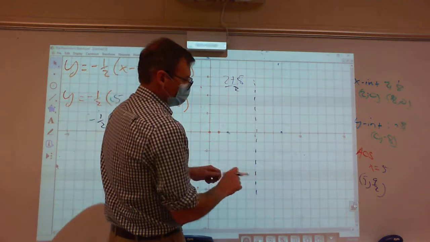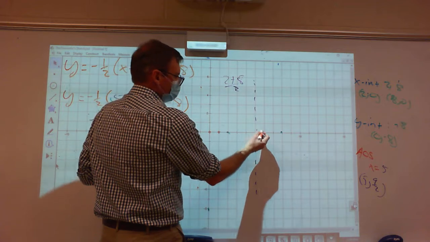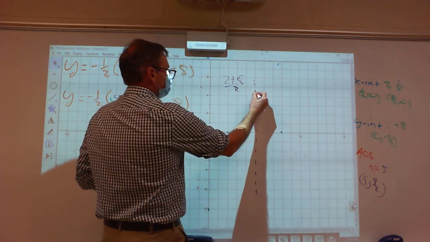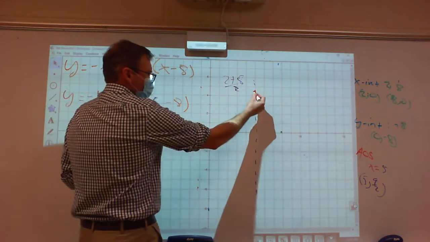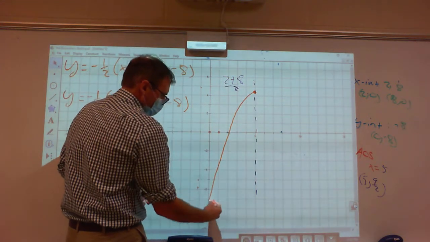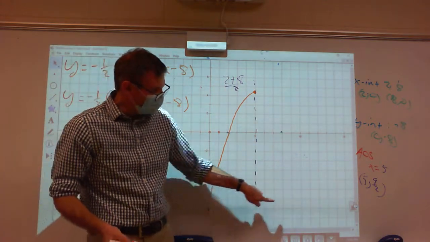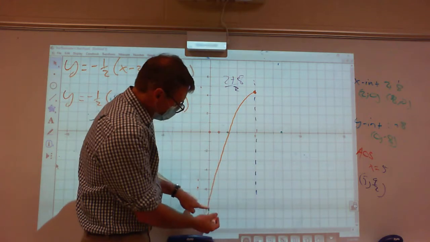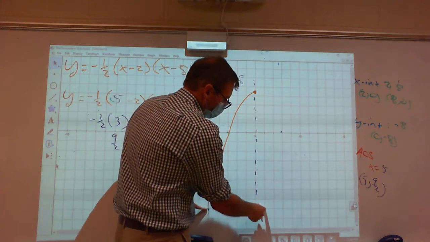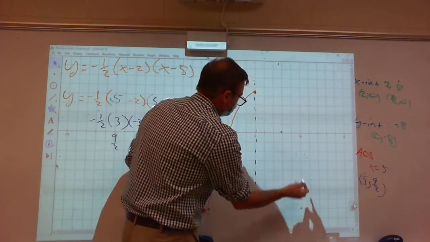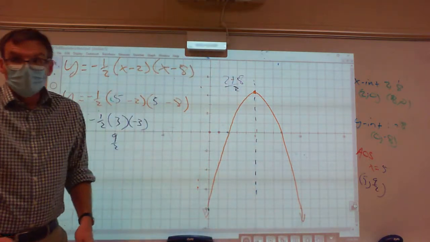So 9 over 2, that's about 4.5. So there's 4.5, there's my dot. And if I look at this, I get a parabola that goes down here. If I get a dot on this side of the parabola, I should be able to get a dot on the other side of the parabola. So if you think about it, this dot is 1, 2, 3, 4, 5 away. I'm going to go 1, 2, 3, 4, 5 away and put a dot. And here's my other spot of the parabola. And I've graphed it.